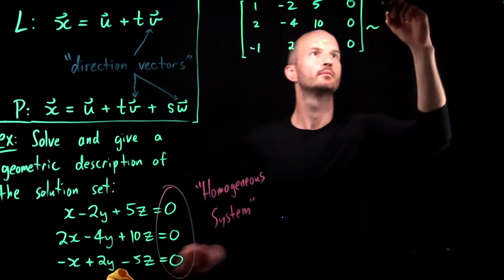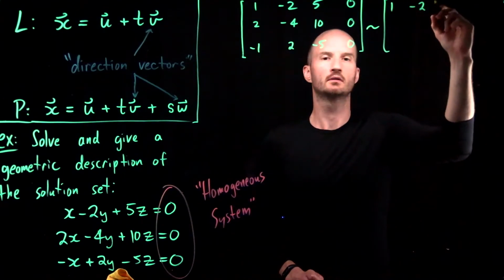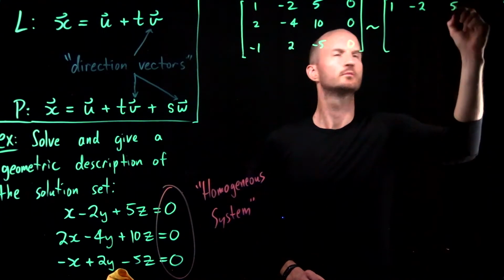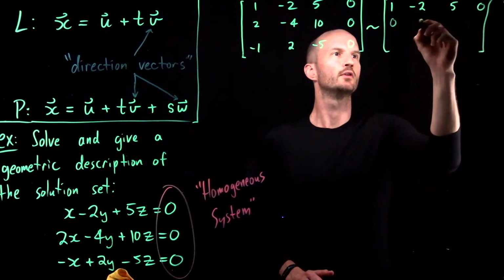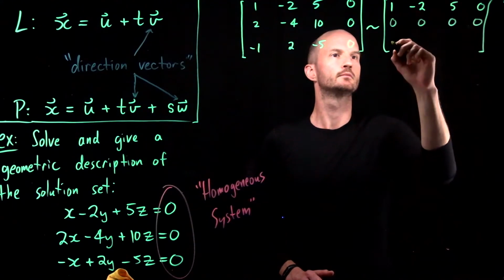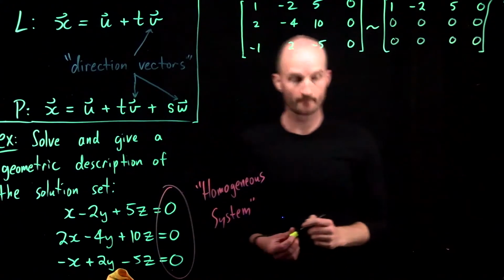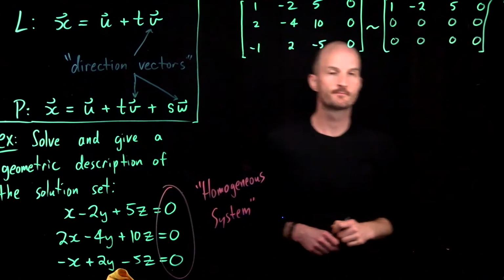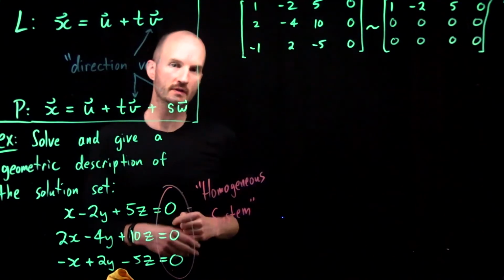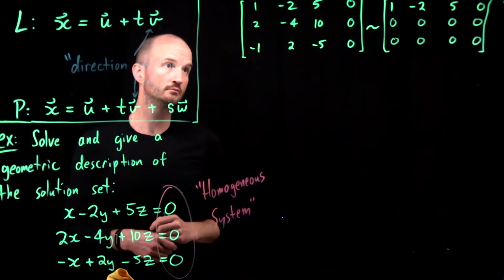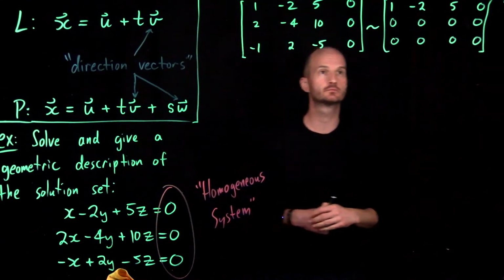Anyways, so I will just skip ahead to the reduced echelon form. So I'll get all zeros underneath, because this second row is just twice the first row, and this third row is just the negative of the first row.